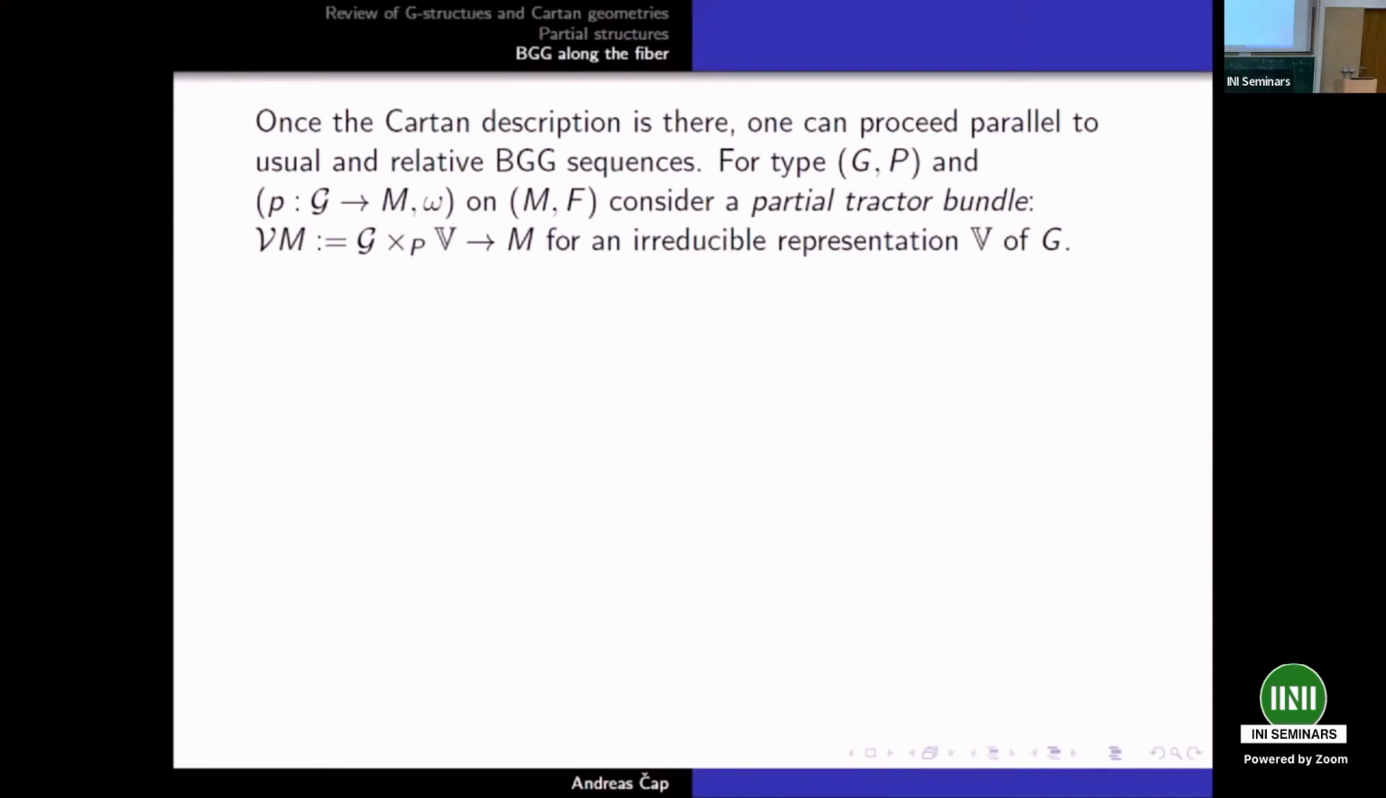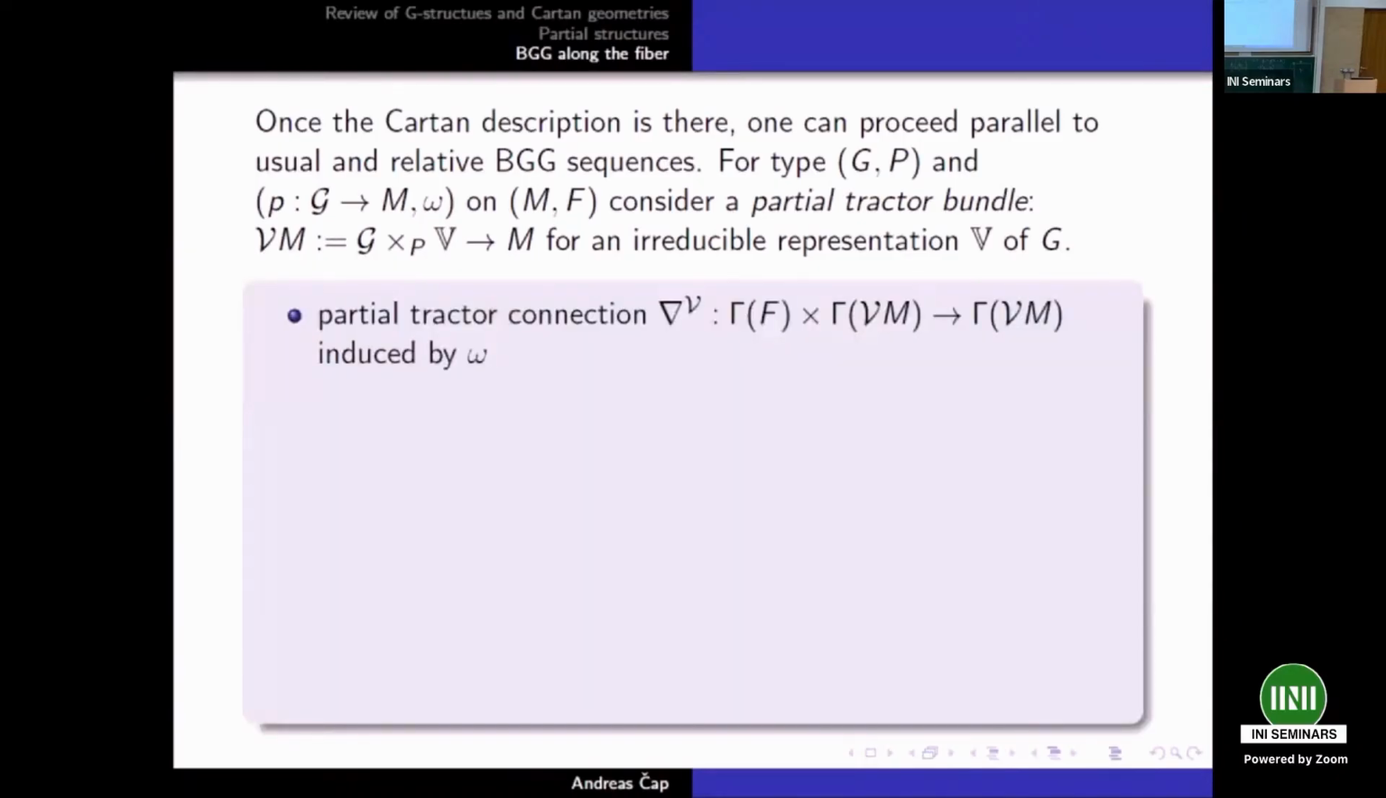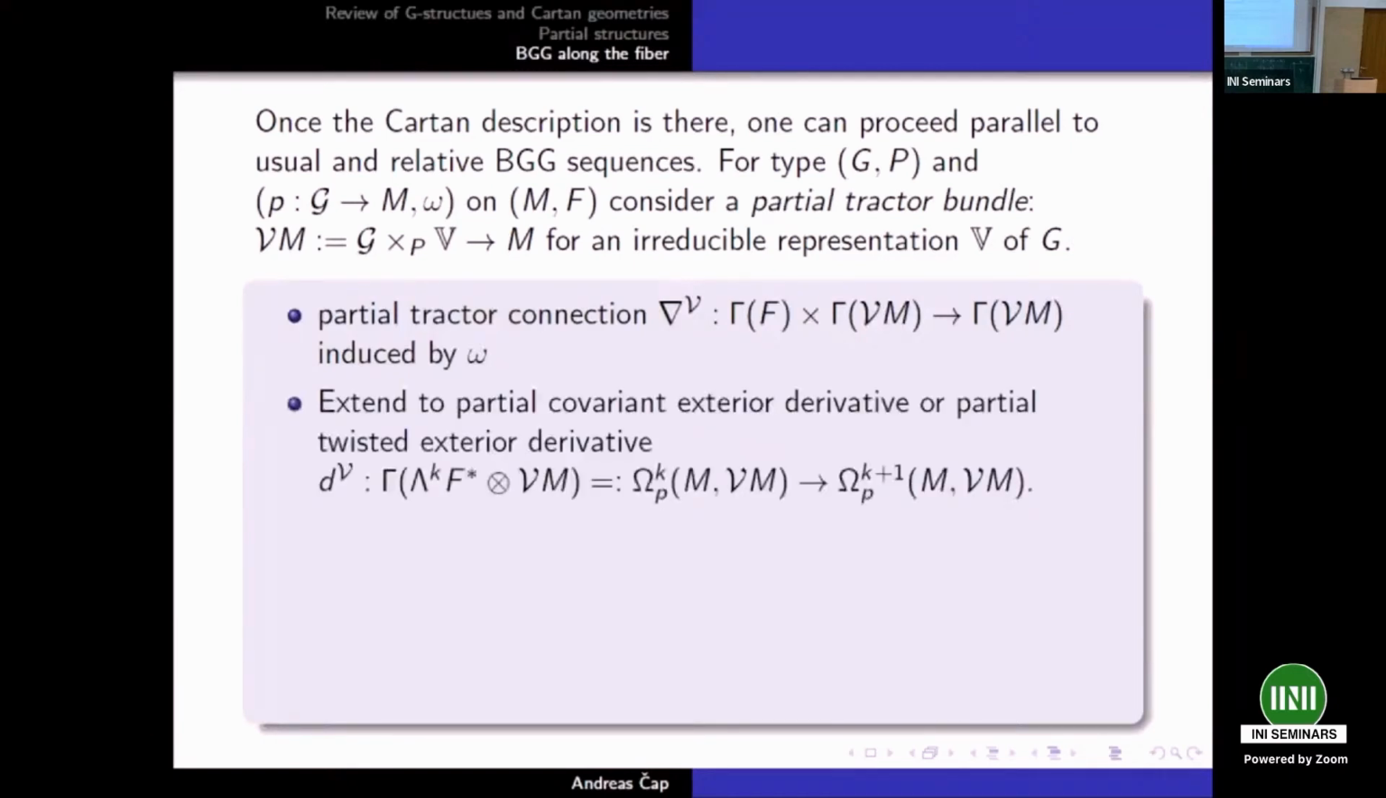Now, for those who know how BGG works, they can now see that you can do BGG in this situation without problems. For those who don't, they won't learn it in the following 30 seconds. So I just say briefly, once you have the Cartan description, you can take representations of G, restrict them to B, and look at the associated bundles. These are partial tractor bundles. On them, you get a canonical partial connection, more or less by the usual construction.